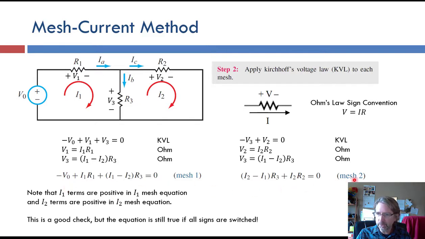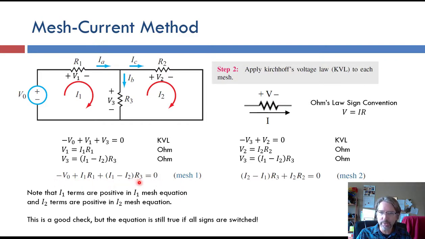And then in the I2 mesh, all the I2 terms are positive and the other currents are negative. So that's a pattern that you'll find. It's not 100% reliable because if you multiply this whole equation by -1, you could have a plus V0, a minus I1, positive I2 minus I1. It's the same equation. So it works out here, and you can generally write the equations.